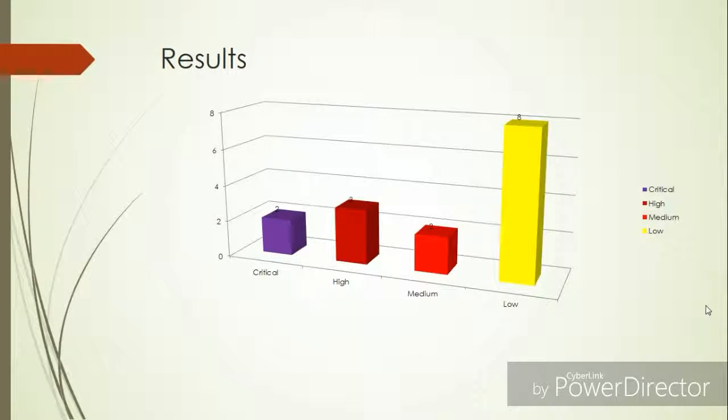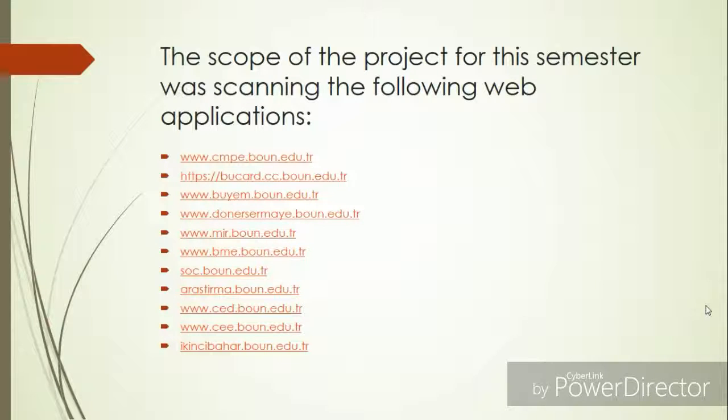I have found that there are 15 vulnerabilities at this point. 2 of them are critical, 3 of them are high, 2 of them are medium, and 8 of them are low severity. The scope of the project for this semester was scanning the following web applications: CMP boun.edu.tr, BNB boun.edu.tr, araştırma boun.edu.tr, and other applications.